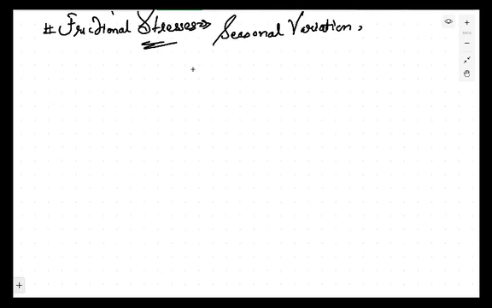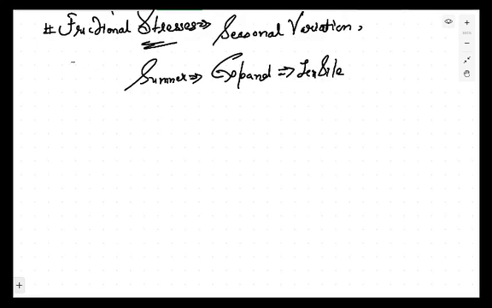Seasonal variations means in summer season, the slab will try to expand. We know that because the temperature of the slab is increasing. If the slab tries to expand, the slab wants tensile stresses to be present, but due to the presence of subgrade, the slab will not get tensile stress. Instead of that, the slab will get compressive stresses.